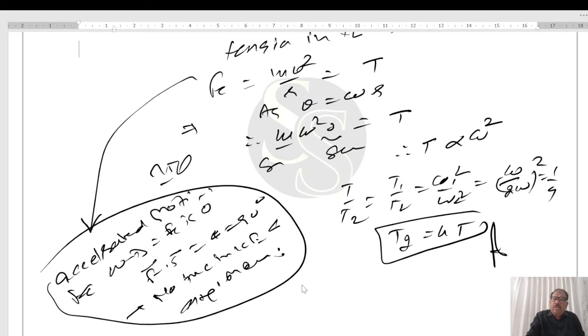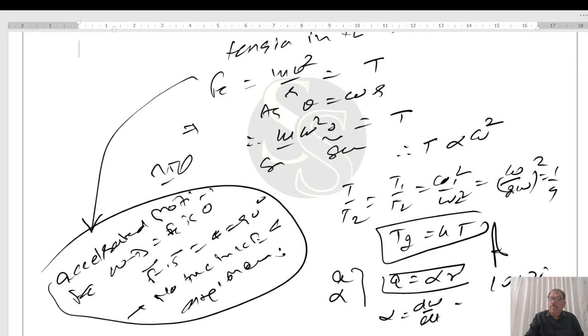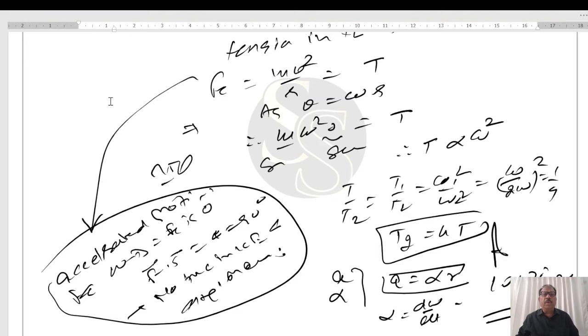And one is linear acceleration, a, and angular acceleration, alpha. a equal to alpha r, right? And alpha equal to d omega by dt. Omega equal to 2 pi by T equal to 2 pi by f. These are all additional information which may be very, very useful, right?